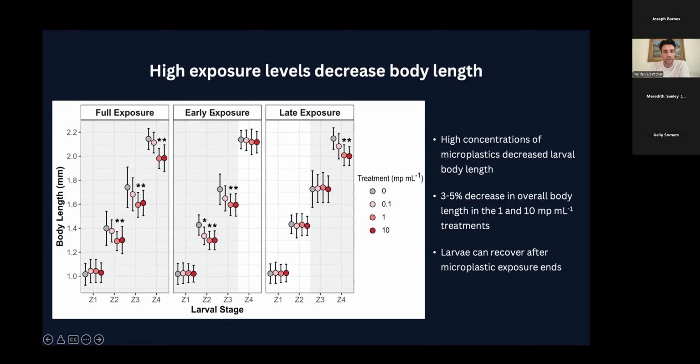Now, I do want to direct your attention here to the early exposure experiment because we found something a little interesting here in that you see an initial decrease in body length with microplastic exposure. But after microplastics were taken out of the system for all of the treatments, we saw evidence of recovery for these larvae. And so that suggests that they're able to kind of divert their energy usage more into catching up in size compared to when they had microplastics in the system, which was really interesting.